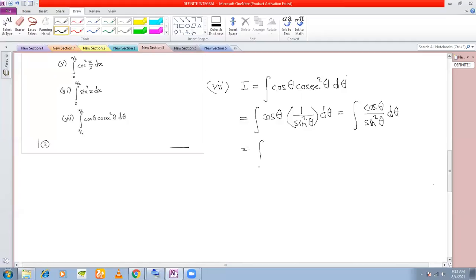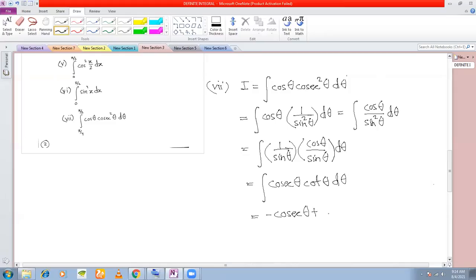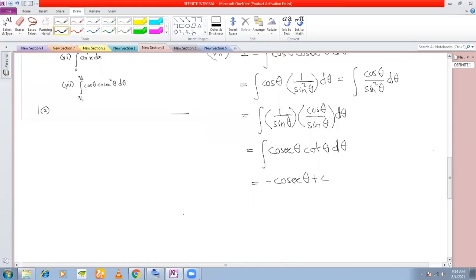Now this can be written as 1 by sine theta into cos theta by sine theta d theta. That means this now can be written as 1 by sine, which is cosec theta, and cos theta by sine theta is cot theta. And cosec cot is a standard integral, which is equal to minus cosec theta plus a constant of integration. So now what are the limits here? Pi by 4 to pi by 2.